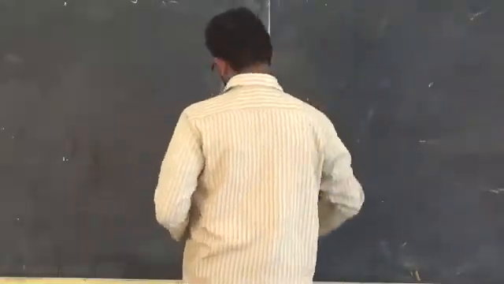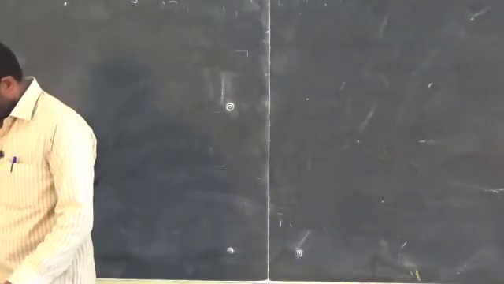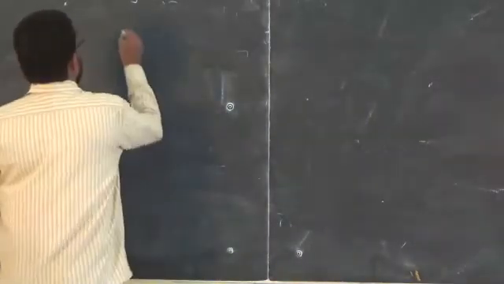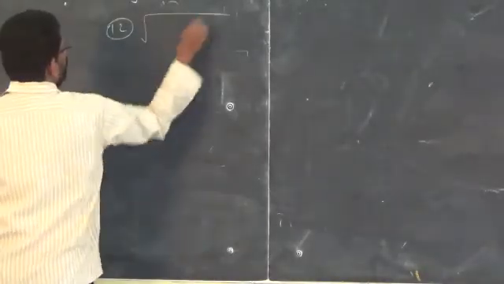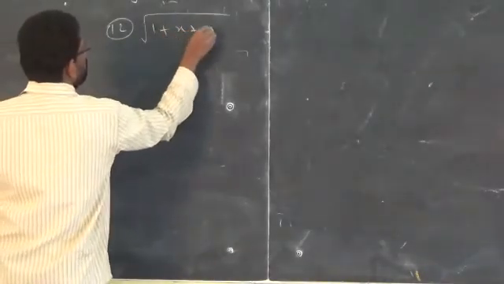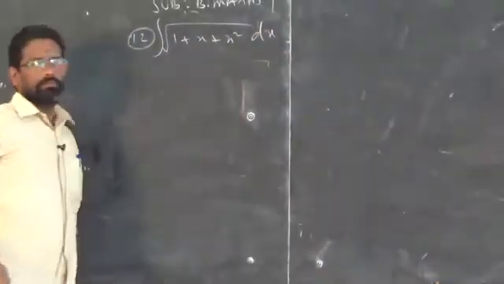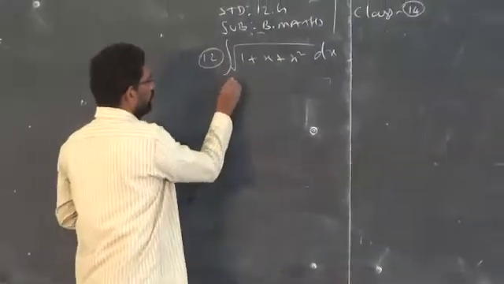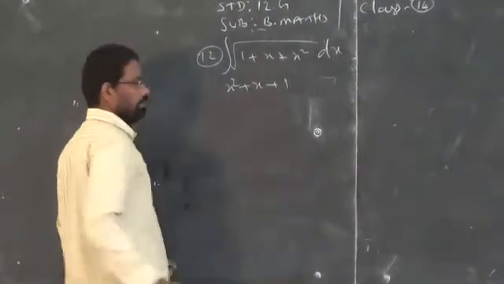Then we will go to sum number 12. From sum number 12 to 15, same model. Sum number 16 is different model. So sum number 12, 1 plus x square integration. Now you take the terms which are inside the bracket and write in standard form of quadratic format.